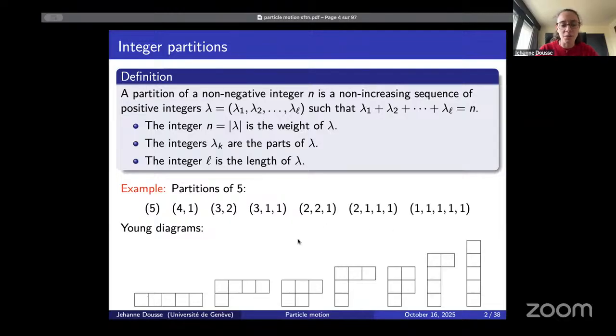And partitions can be represented by Young diagrams. So, for example, this Young diagram here will be the partition 3, 1, 1, because you have 3 boxes in the first row, 1 box in the second row, and 1 box in the third row.